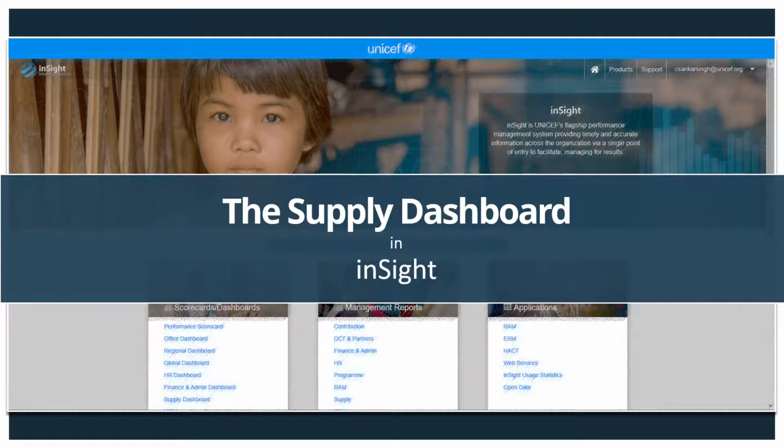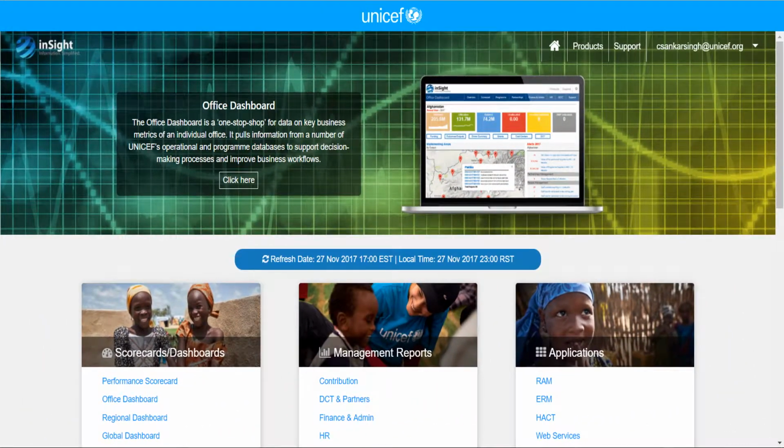The supply dashboard. In Insight, UNICEF's performance management system provides timely and accurate information across the organization via a single point of entry, the intranet.